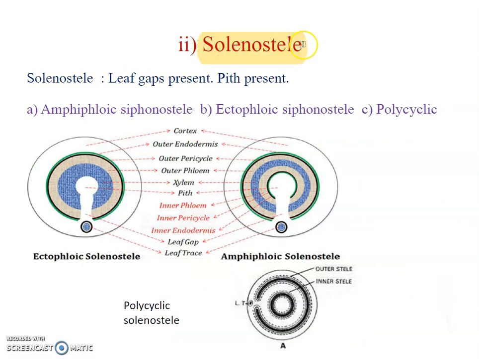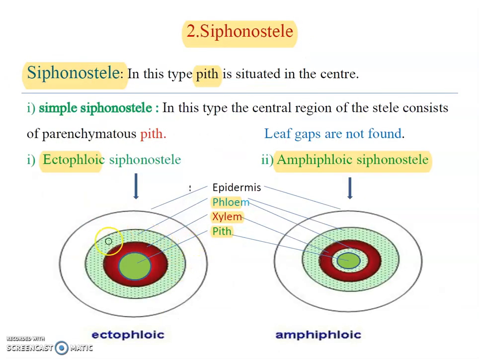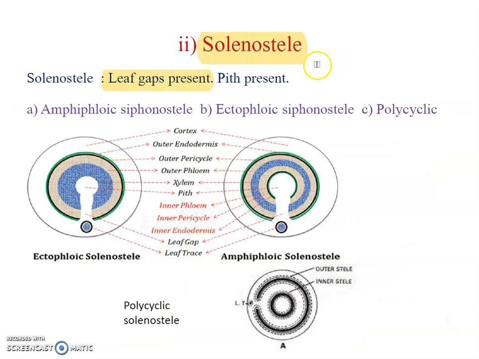Solenostele. In this condition, leaf gap is present. In the previous types there is no leaf gap. There is no gap. They are direct or intact. There is no gap, but in this solenostele the gap is there. So it is called leaf gap, leaf traces. This gap is connected to the stem, so it is called leaf gap. So leaf gap is present here in the solenostele.